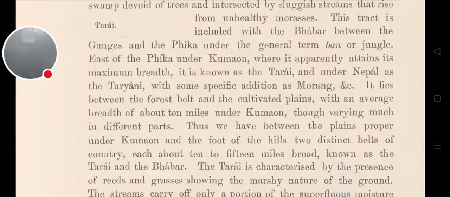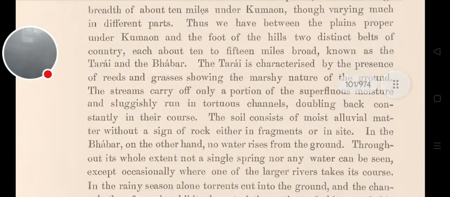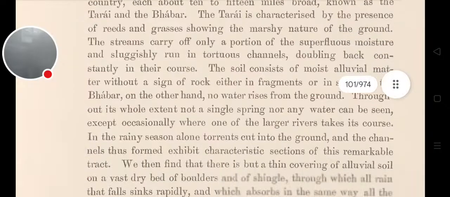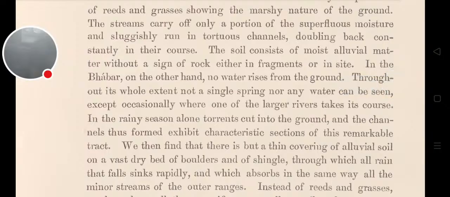Thus, we have between the plains proper under Kumaon and the foot of the hills two distinct belts of country, each about 10 to 15 miles broad, known as the Tarai and the Bhabar. The Tarai is characterized by the presence of reeds and grasses, showing the marshy nature of the ground. The streams carry off only a portion of the superfluous moisture and sluggishly run in tortuous channels, doubling back constantly in their courses. The soil consists of moist alluvial matter without a sign of rock either in fragments or in sight. In the Bhabar, on the other hand, no water rises from the ground.